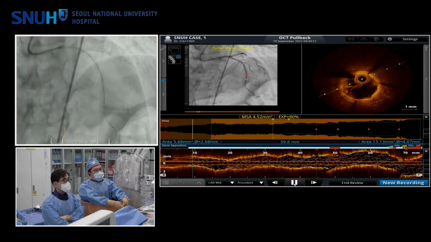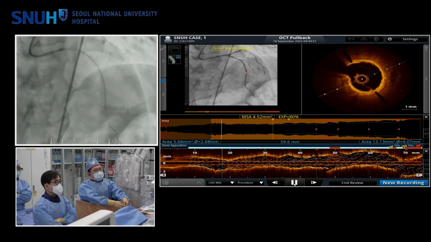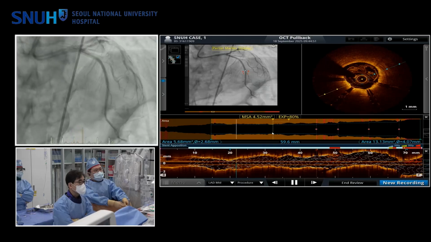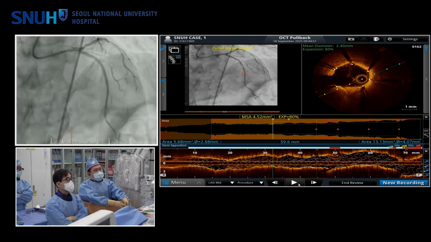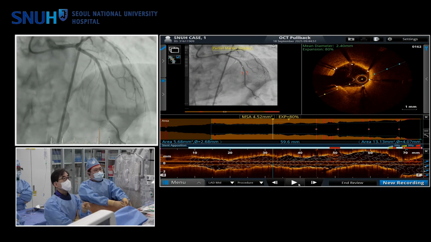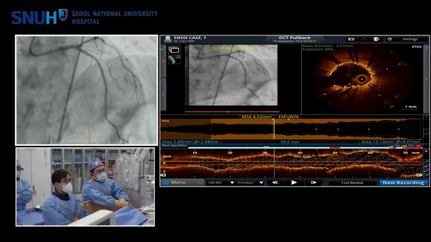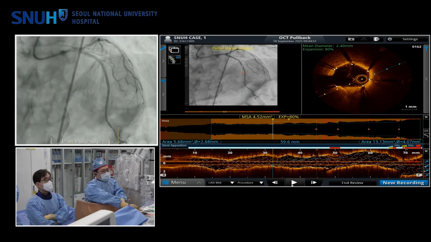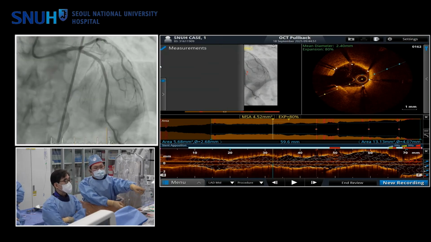What was the MSA? The least area, the MSA, is 4.52 square millimeters at this mid LAD, as shown here. No, more distally. Oh, there, okay. 4.52 square millimeters. That was the narrowest point.